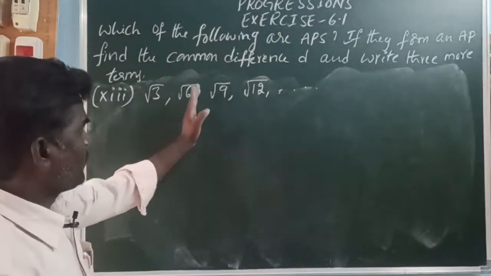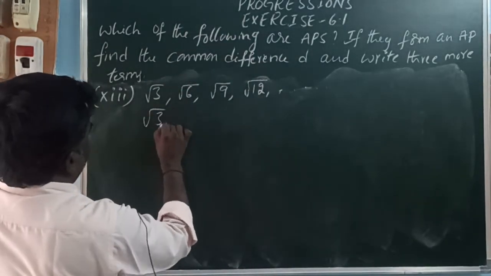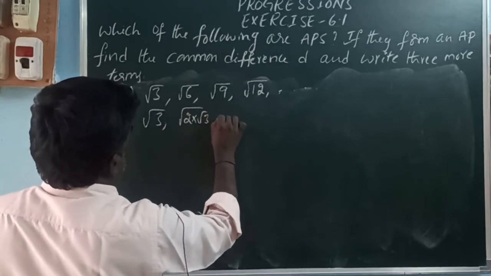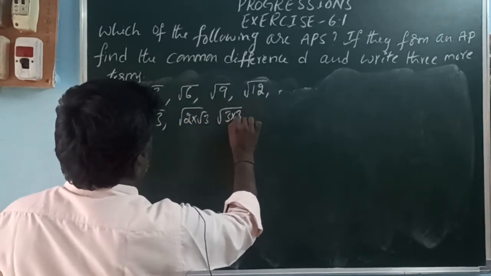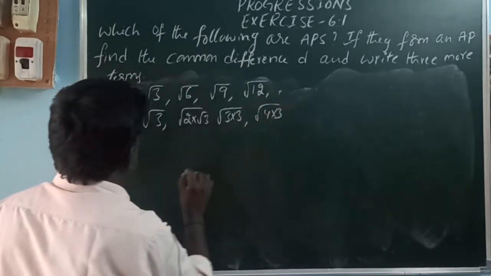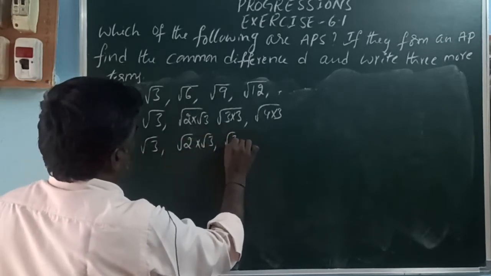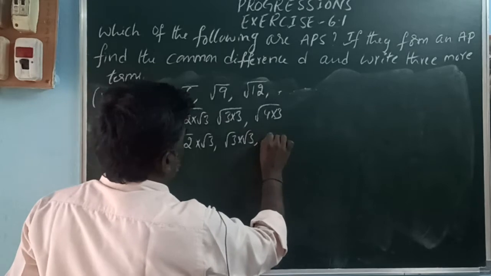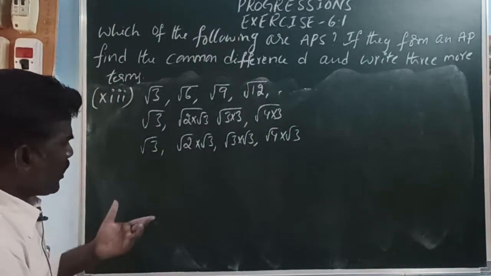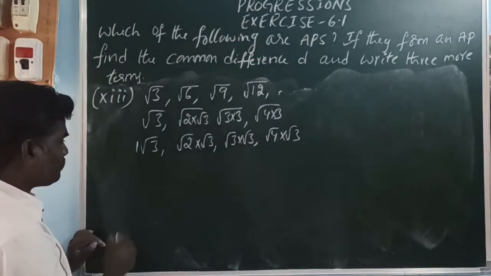Root 3, root 6, root 9, root 12. So here root 3, root 6 we can write as 2 into root 3, root 9 we can write as 3 into root 3, root 12 we can write as 4 root 3. So root 3, next 2 into root 3, next 3 into root 3, next 4 into root 3. Okay, so here the common difference, here what? Here 1 root 3.